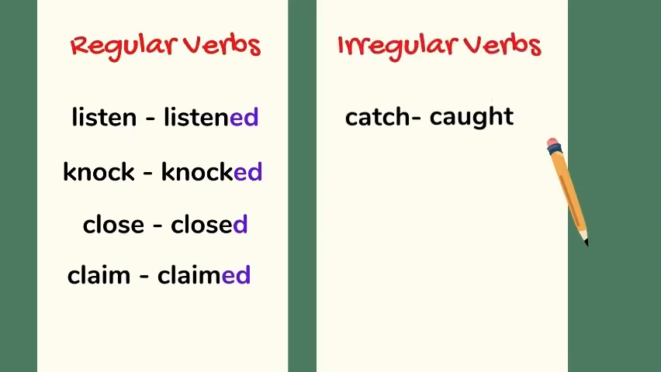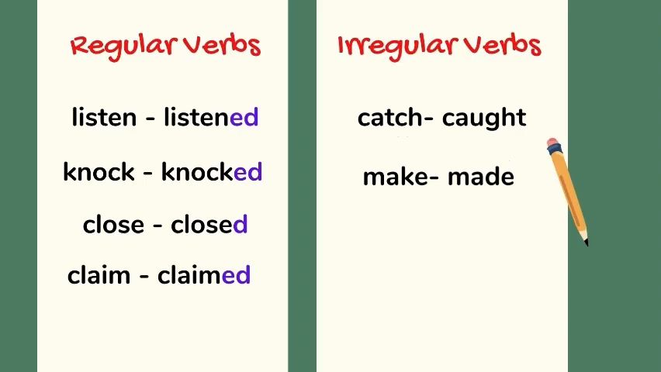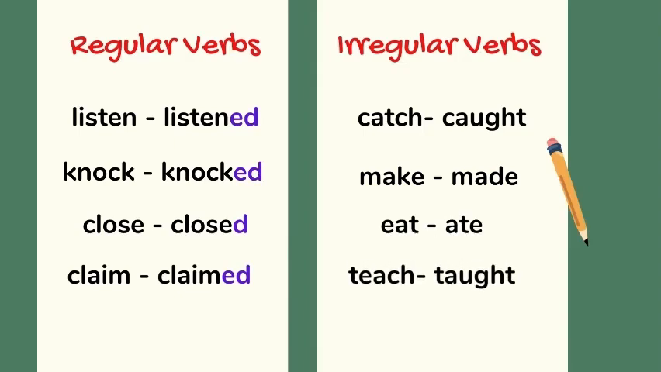For irregular verbs, we have catch, caught; make, made; eat, ate; teach, taught. So you have noticed that for irregular verbs, they actually change their spelling when changing them into their past form.